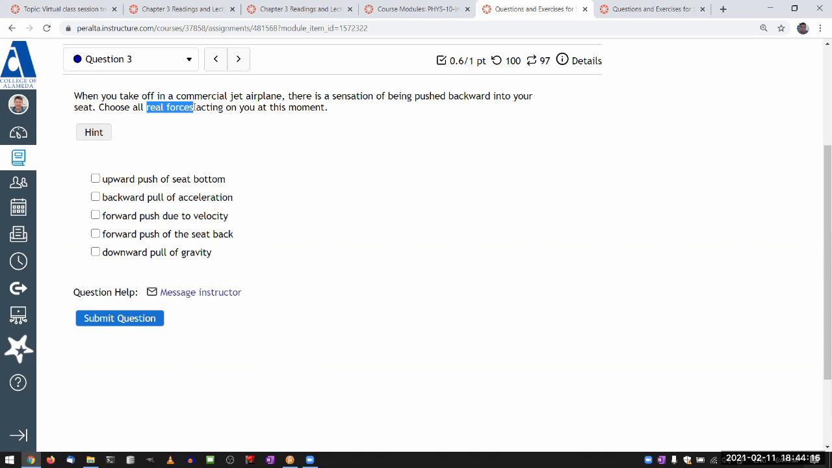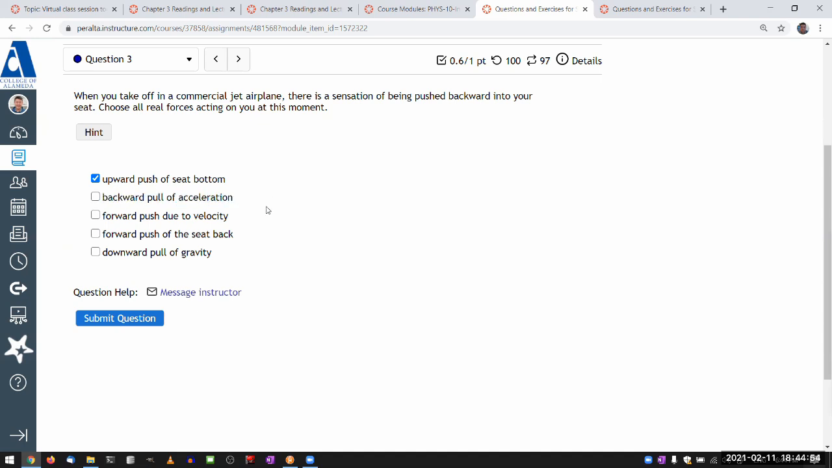So there are some real forces that are familiar in most settings. There's an upward push of the seat bottom. You are sitting there, you're not sinking down, so something is supporting you, and this is what's supporting you. A lot of people may have the temptation to check the backward force because you feel like something is pulling you back. What I want to make sure that you don't check is that. This is not it. That is the sensation that everyone feels.